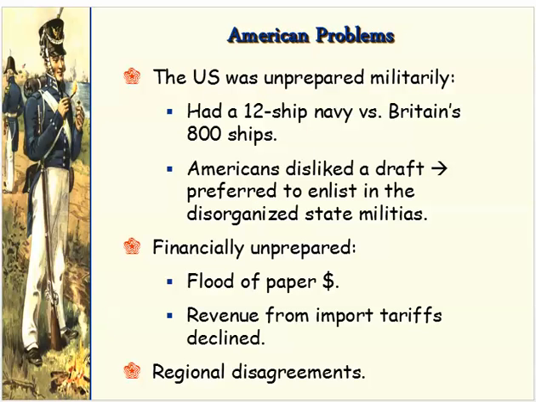Okay, so here are our problems going into the war. We have 12 ships versus 800. Now, granted, Britain is fighting a war with France right now, but that won't always be the case. Americans are not too keen on a draft. They prefer to enlist in their rather disorganized state militias. We're still not very unified, and there isn't a standing army. We don't have a lot of money. Economic woes are plaguing us. There's a lot of currency in circulation, which means that it's not worth a lot. And we don't have much money because our revenue from imports is down because of the Embargo Act and the Non-Intercourse Act. And like I said earlier, there's a lot of regional disagreements, North versus South, about going into this war.